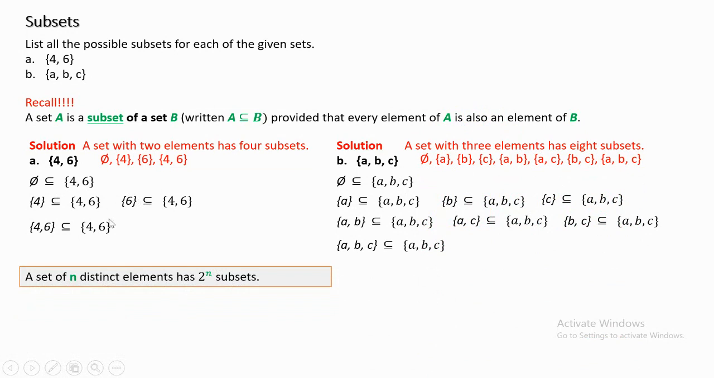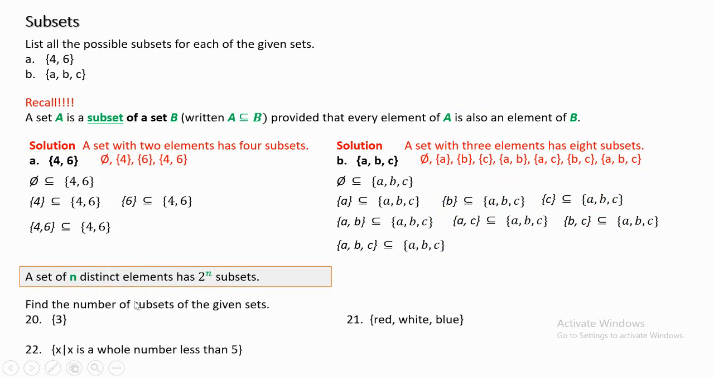So for example, going back to A, right? A has two elements, so it's going to be 2 to the second power. That's why the answer was 4. If we do the one in B, with 3 elements, it's going to be 2 to the third power. So it's going to have 8 subsets.